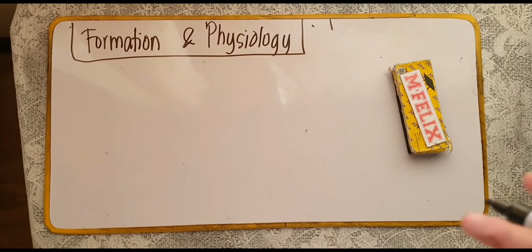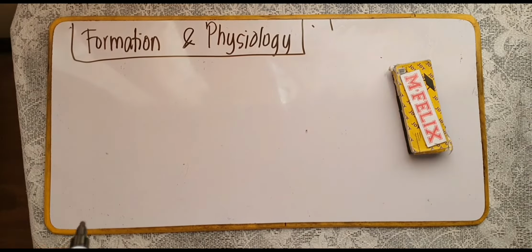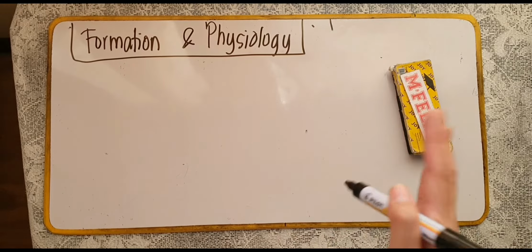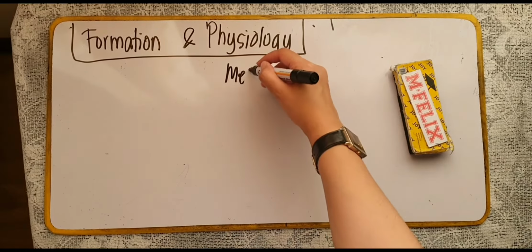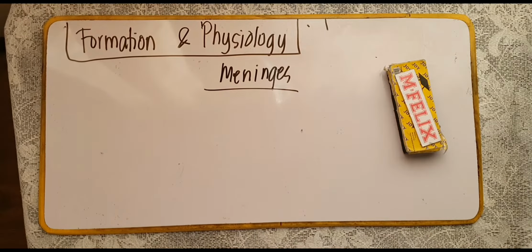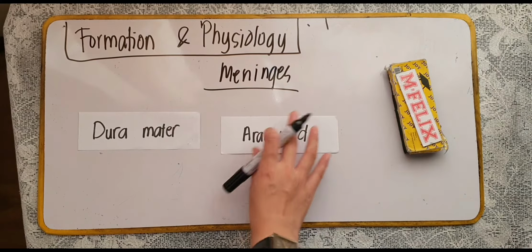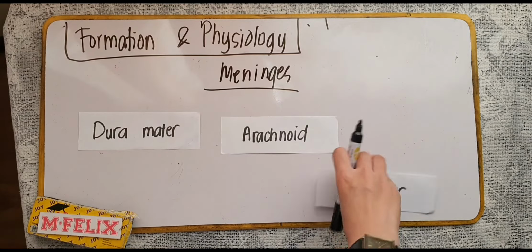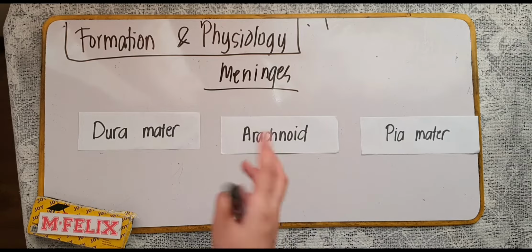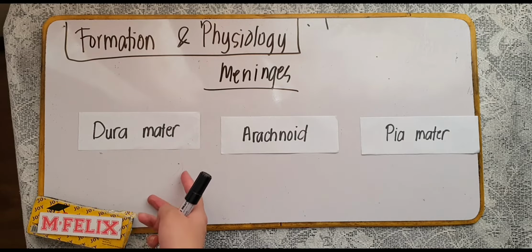Now, let us talk about the formation and physiology of the CSF. As we all know, the brain and the spinal cord are lined by the meninges, which consist of three layers, namely the dura mater, the arachnoid, and the pia mater. The outer layer, the dura mater, lines the skull and the vertebral canal.